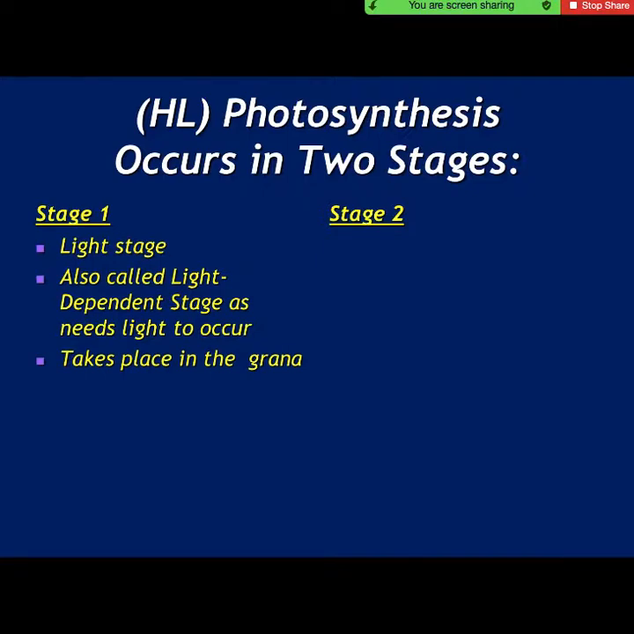So we've already put it in our diagram for our chloroplast. It takes place in the grana. There are no enzymes required for your light stage, but there are 2 pathways that we have to be able to describe.